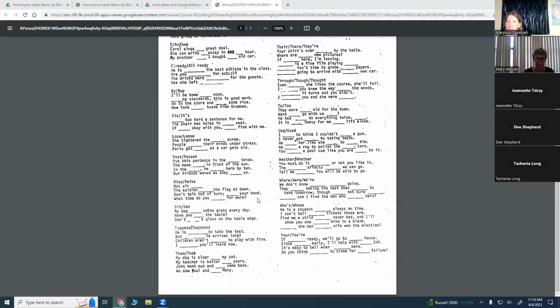Weather. You must do it whether you like it or not. Does it have an A in it or not? No. The weather, does it have an A in it? Yes. Whether, does it have an A? No. Whether you will be able to go. No, good.